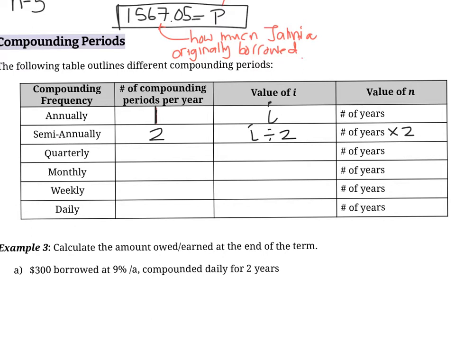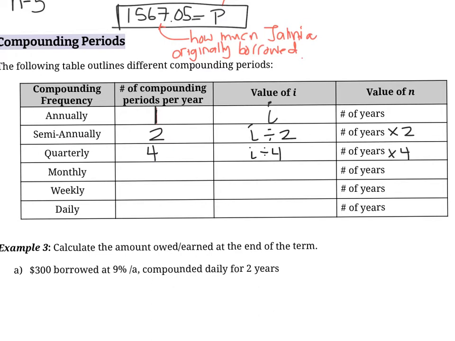Let's deal with quarterly. How many times per year do you think is quarterly? It means 4 times. So interest can be charged to us 4 times per year. We would take our interest rate and divide it by 4. And we would take the number of years and multiply them by 4.